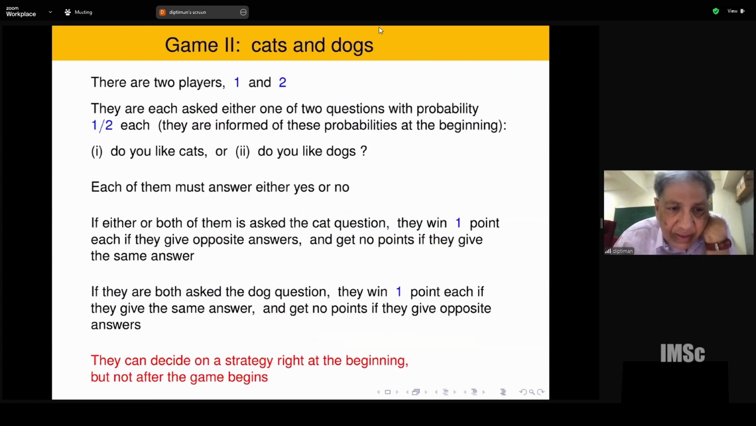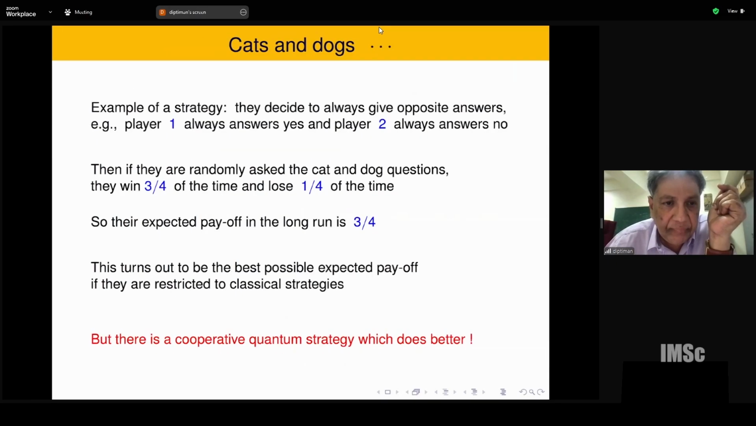So let's go back. Remember, the rule is that if either or both of them is asked the cat question, they win 1 point if they give opposite answers. So if they ask cat-cat, cat-dog, or dog-cat, they win 1 point if they give opposite answers. Only if they are both asked the dog question, then they get no points if they give opposite answers. So if they randomly ask the cat and dog questions, they'll win 3/4 of the time and lose 1/4 of the time. So the expected payoff in the long run is 3/4.